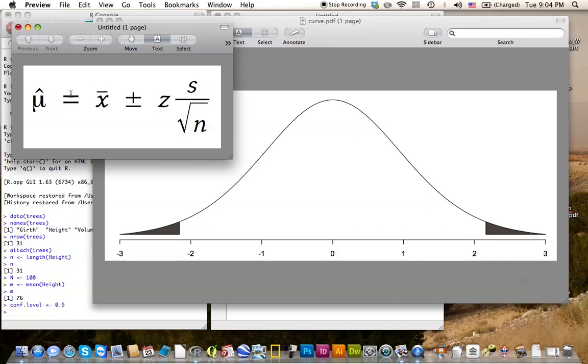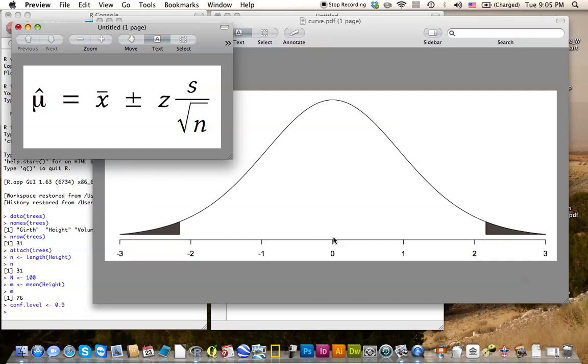So here's the equation. The population mean is equal to the sample mean plus or minus, and here's where that plus or minus number comes in right here, the standard deviation of the sample divided by the square root of the sample size. But we have to multiply that by a z-score. The z-score comes from the t-distribution.